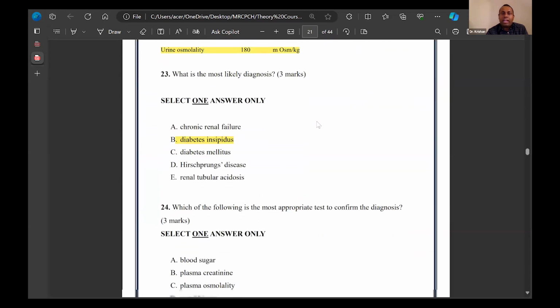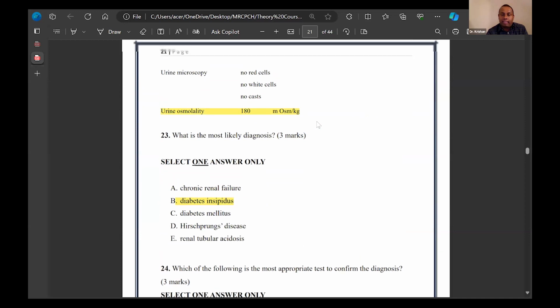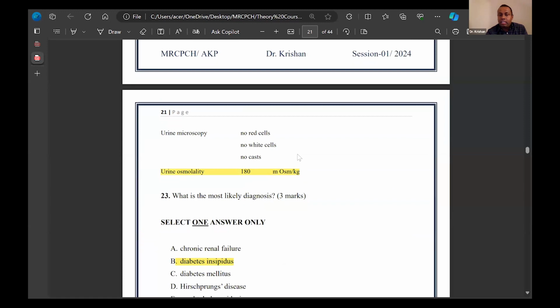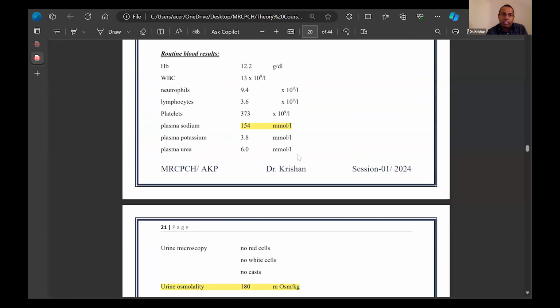Then why not chronic renal failure? If it was chronic renal failure, obviously we expect plasma urea to be high, and potassium to be high generally. So that is not the case here. Diabetes mellitus, have they given blood sugar?